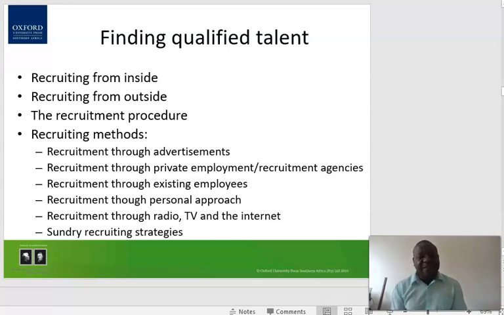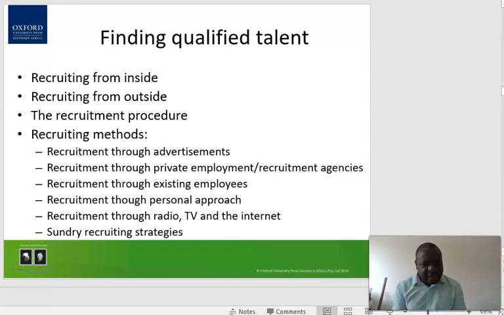So one of the advantages of recruitment from inside, or looking for talent from within the organization, is that people are already aware. They already know how the organization functions. They know the organizational culture. They know what is generally acceptable in the organization. So it will not be much of a challenge for them to do their job.